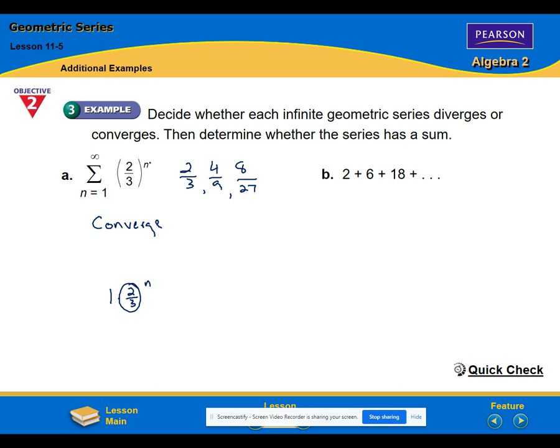Now, you might look at that too and say, why isn't there an n minus 1? It doesn't have to be an n minus 1. It's still a geometric sequence without the n minus 1. If it were an n minus 1, then we'd have 1, 2/3, 4/9, 8/27. That would be the only difference.